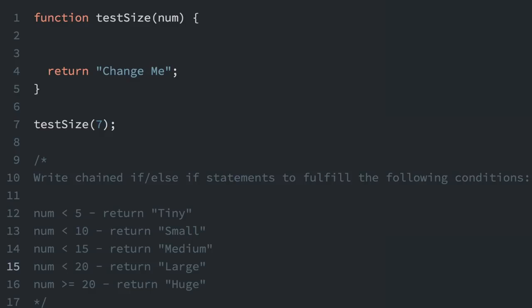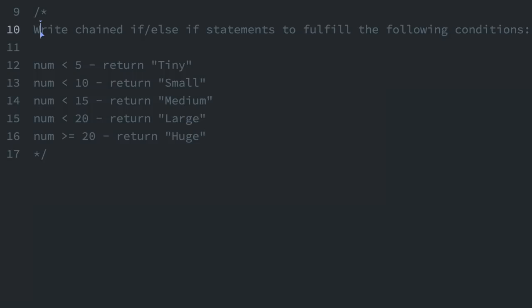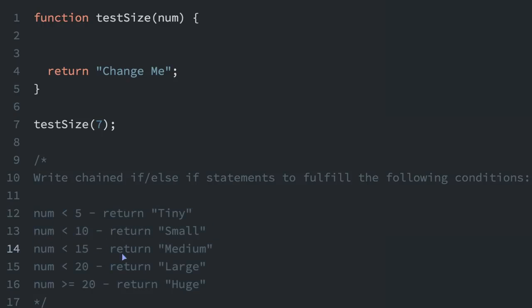You can also chain if and else if statements. So I'm going to complete the following challenge here. Write chained if slash else if statements to fulfill the following conditions. So we have these conditions where if the number is less than 5, we're going to return tiny. If it's less than 10, return small, and so on. So what I'm going to do is actually just copy this right here because this is written, part of it's written exactly how we want it to be written.